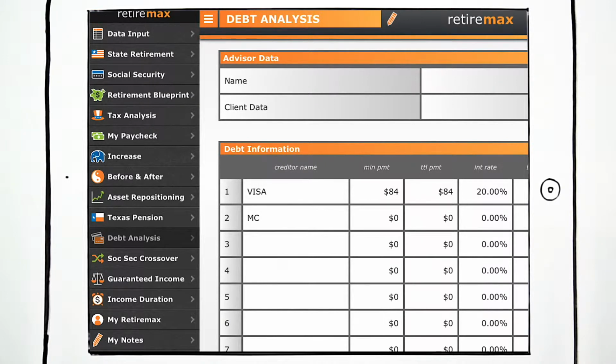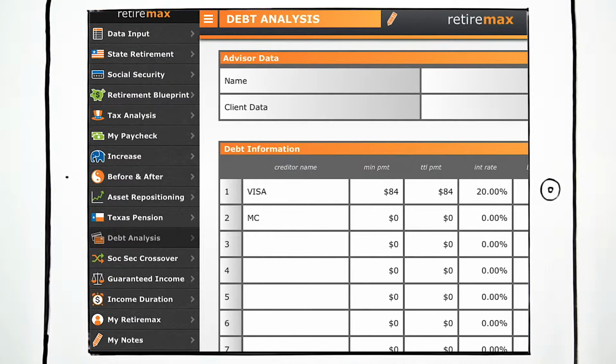Quick question. What's something that most everybody has, but nobody wants? Debt. Debt elimination is always at the top of a prospect's list of financial goals. Instead of ignoring it, the RetireMax Debt Analysis tab helps a client understand the financial impact that it's having and motivate them to eliminate it as quickly as possible.